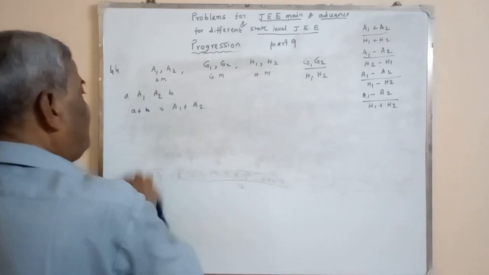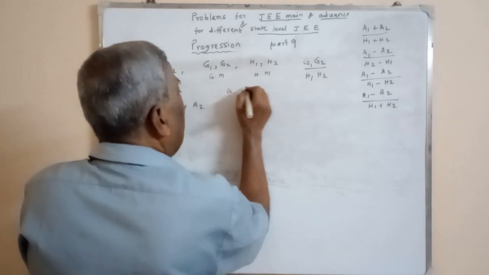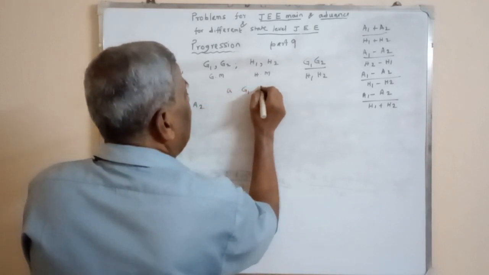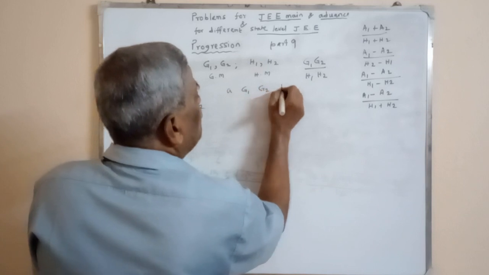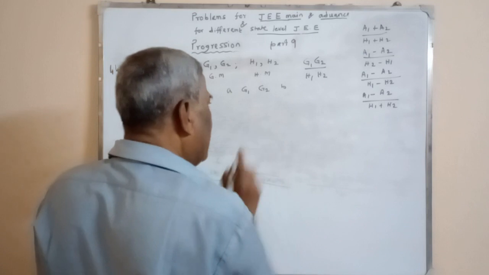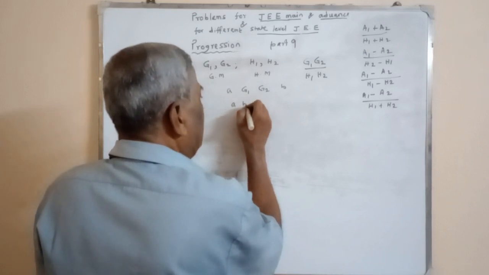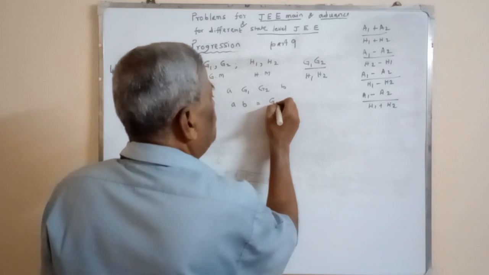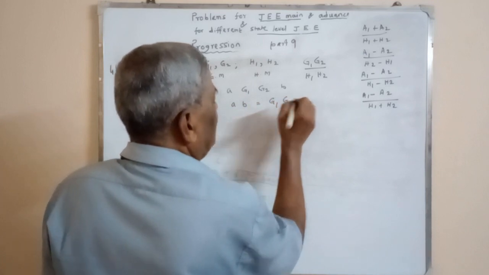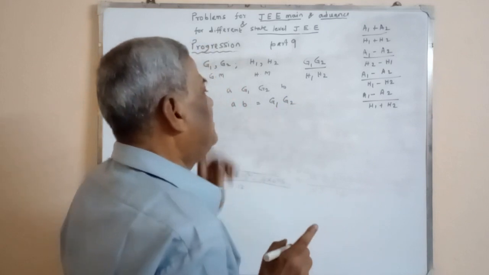Similarly, between A and B, G1 and G2 are two geometric means. So once again we have the product A into B is equal to G1 into G2. The product of two equidistant terms is the same.